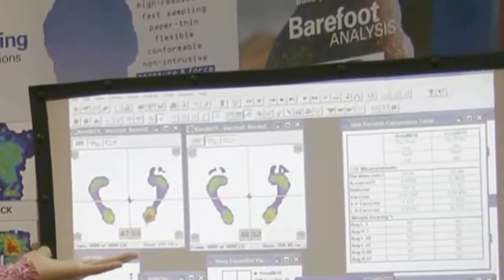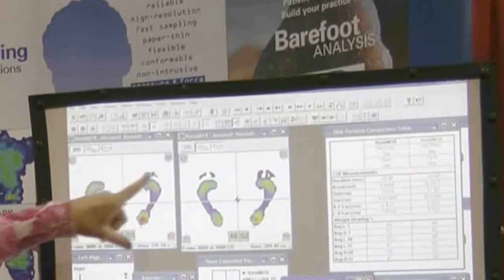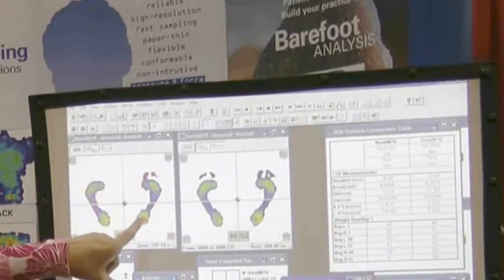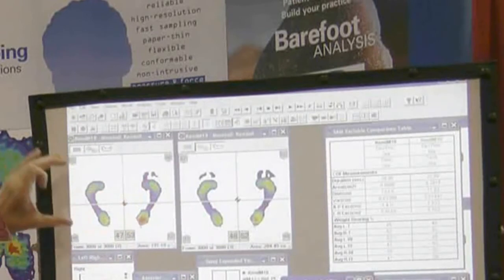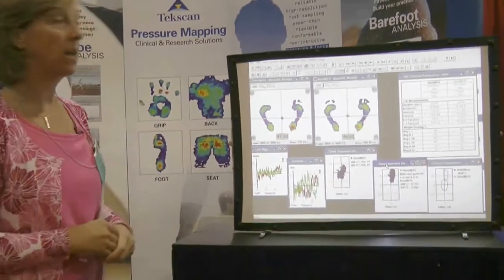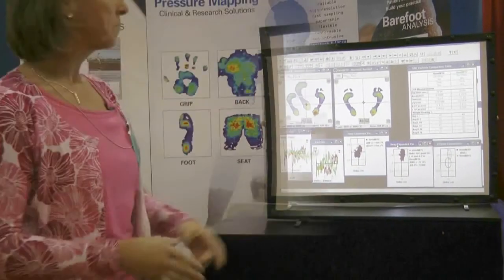So you can look here just in static stance and get a feel for a little bit different use of the toes, a little bit heavy on the right heel, and then you can put some objective numbers to the visual that you have.